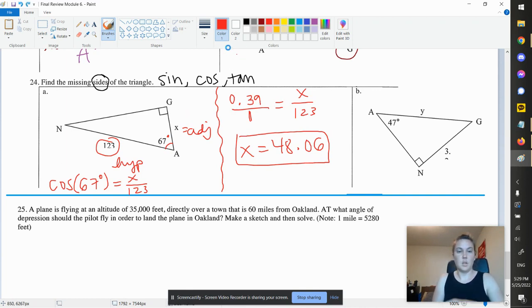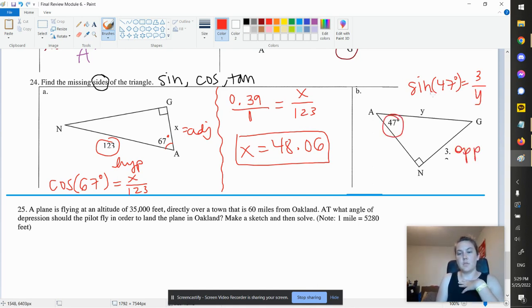Same thing here. We would say the sine of 47 is 3 over y, because this is the opposite to 47, and this is the hypotenuse.